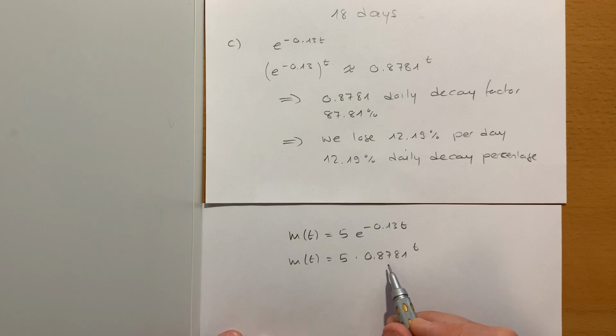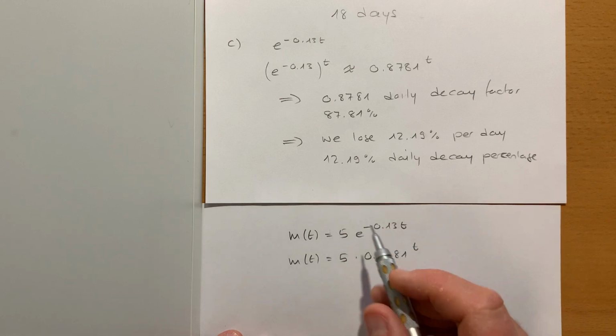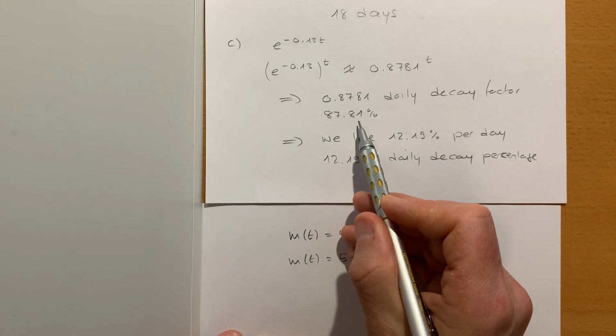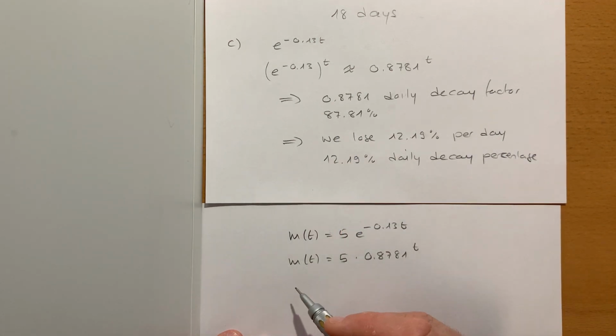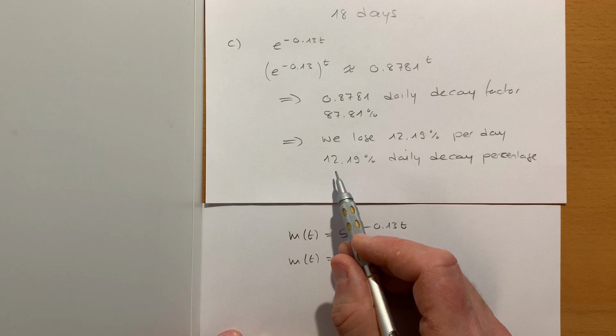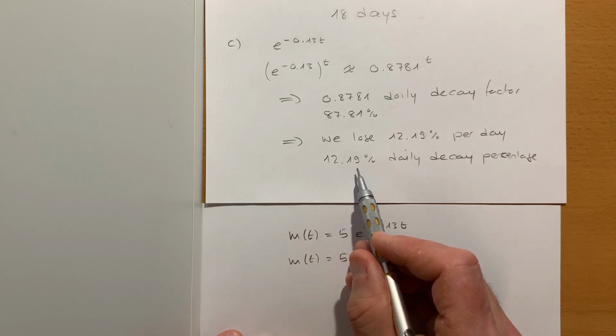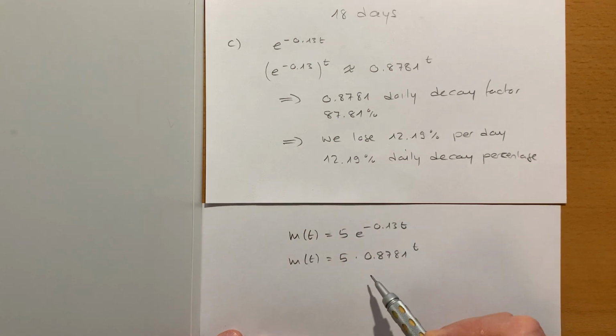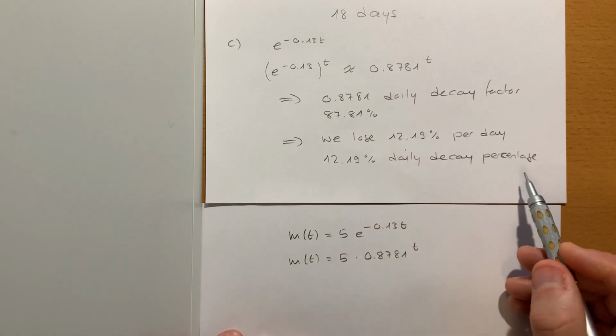So that means after 1 day, we're left with 87.81% of the amount of the previous day. And we can see that we're losing 12.19% per day. That's the daily decay percentage.